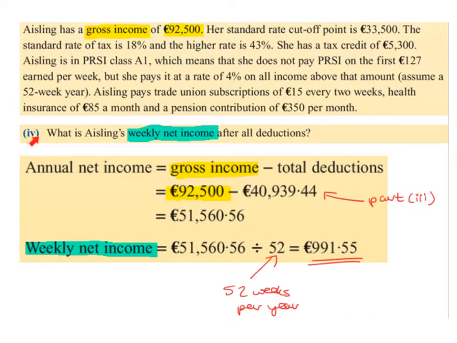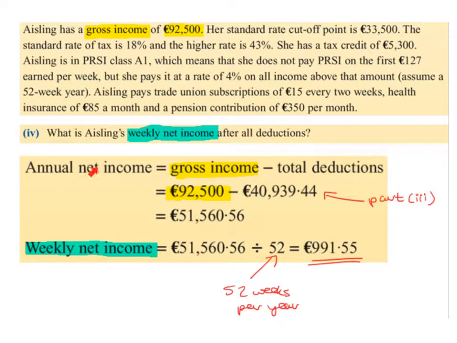What is Aisling's weekly net income after all deductions? So her annual, which means yearly, net income is going to be her gross income minus the total deductions. So her gross income was €92,500. That's what she started off with. Her total deductions were €40,939.44. We got that earlier. Subtracting leaves us with €51,560.56. So that's how much she actually takes home a year.